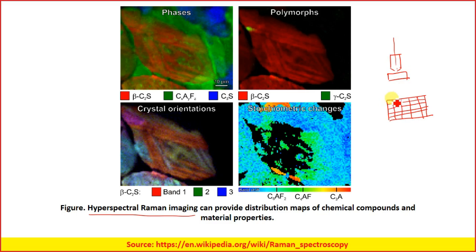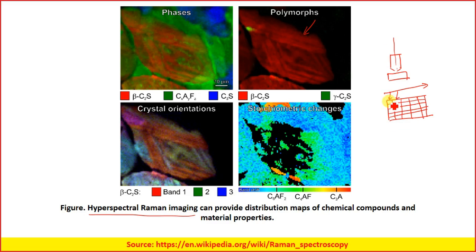First it will come to this position, scan, and record the Raman spectra, and if you have the information on what phase it is, it will record that information there. Then it will go to the next position and again do the imaging. First it will complete the first row, then the second row scanning, then the third row scanning. In this way it will find out what phases or polymorphs are present, and accordingly it will give you color-coded regions. That is called hyperspectral Raman imaging.